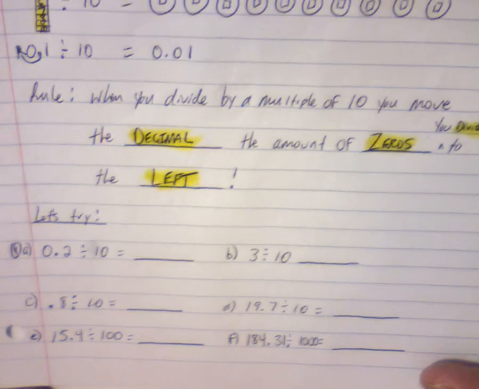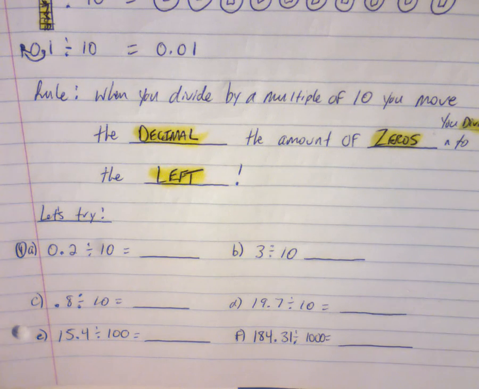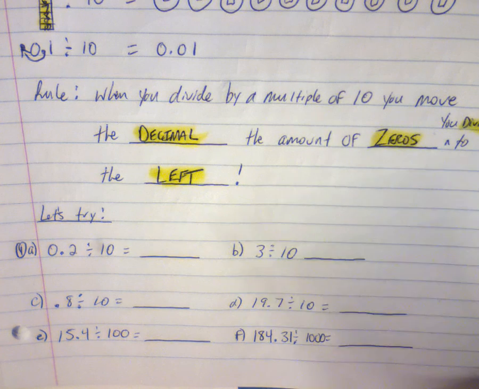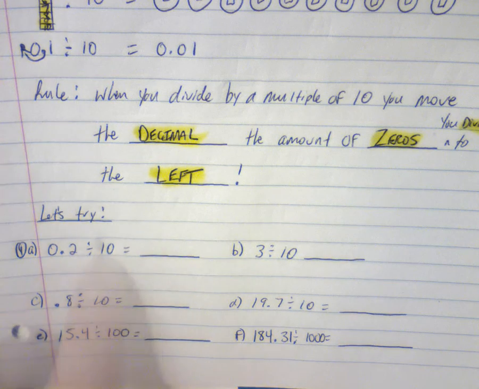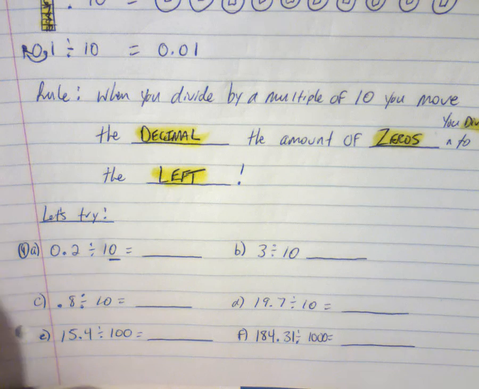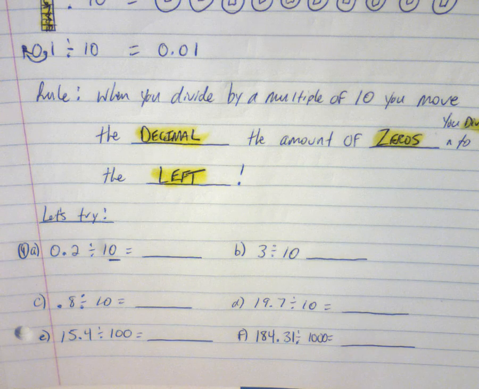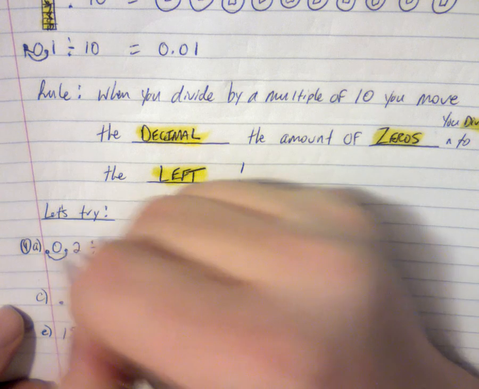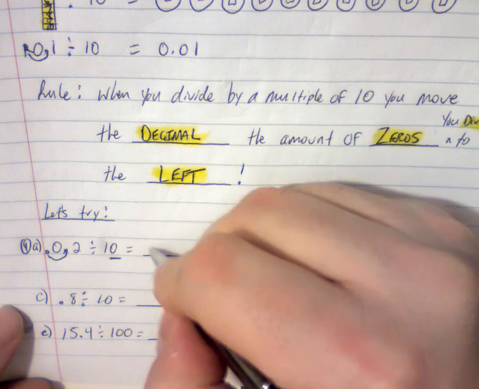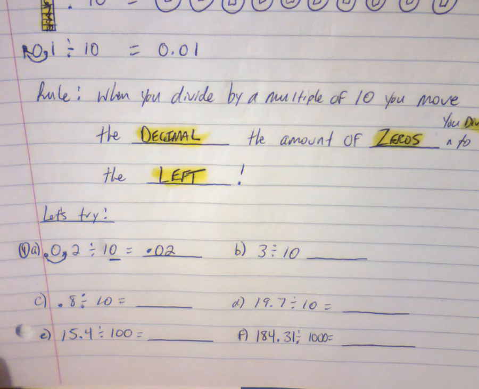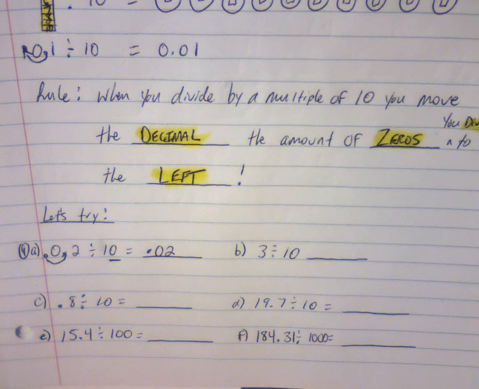Let's try it. Let's test it. Let's see if it works. Okay? So, multiple of 10, you move the decimal, the amount of zeros you divide by, to the left. So, how many zeros do I have in 10? Well, I have 1. So, I'm going to move the decimal 1 place to the left. And what I end up with is decimal 0.2. Okay, all I'm doing is I'm moving the decimal, the amount of zeros I divide by, to the left.